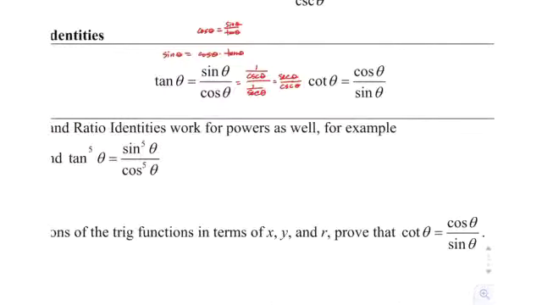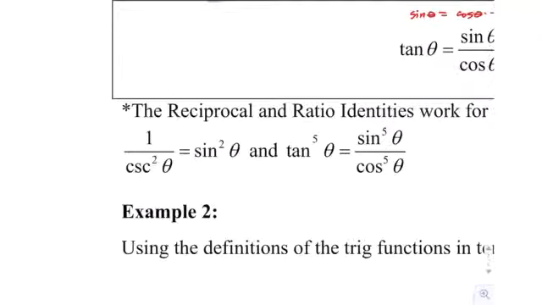Now, before we prove it, the reciprocal and the ratio identities, because they're single terms, work for any power. So 1 over cosecant squared is the same as sine squared. It doesn't always have to be just to the first power, because 1 over cosecant squared is 1 over cosecant times 1 over cosecant, which is sine times sine, or sine squared. Here's another example. Tangent to the fifth. Well, tangent is sine over cosine, so tangent to the fifth is sine to the fifth over cosine to the fifth. They work for any powers, okay? They don't have to be ones.